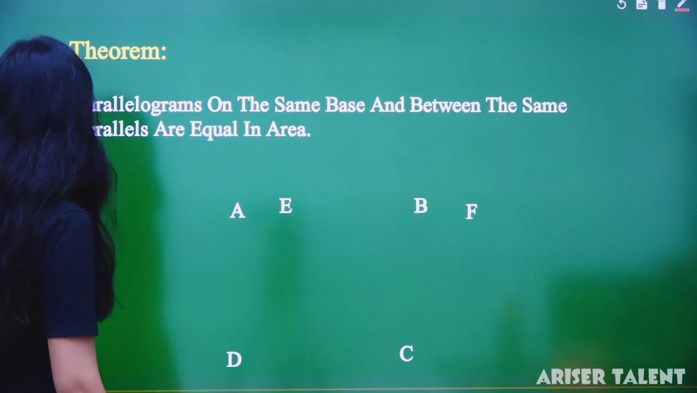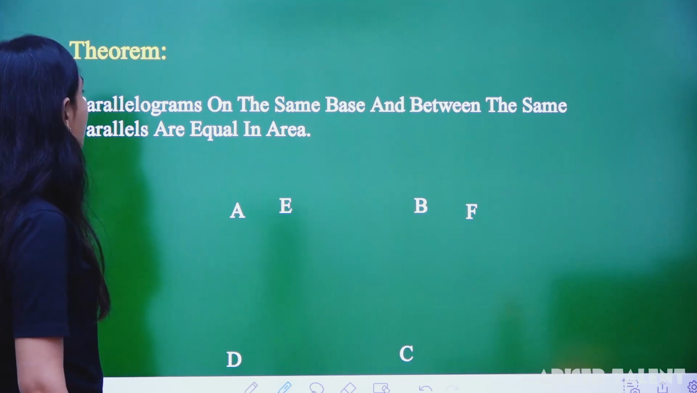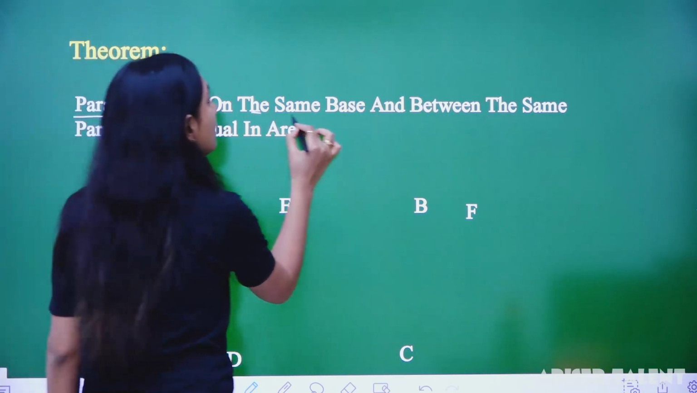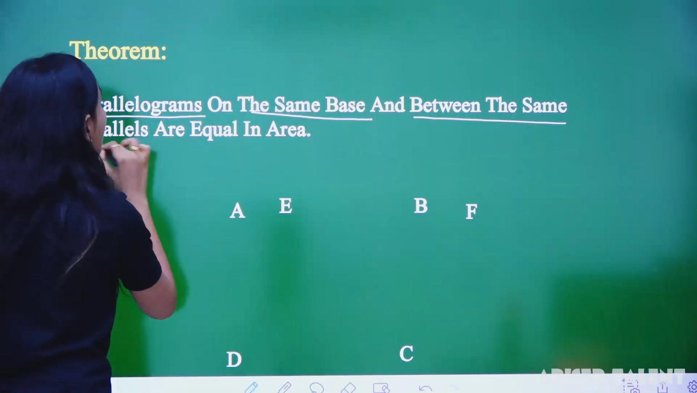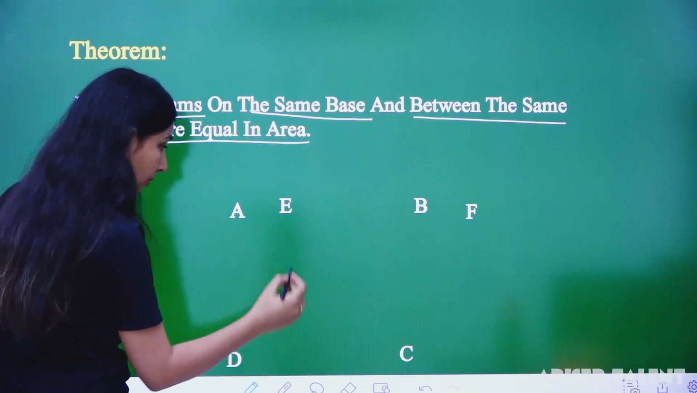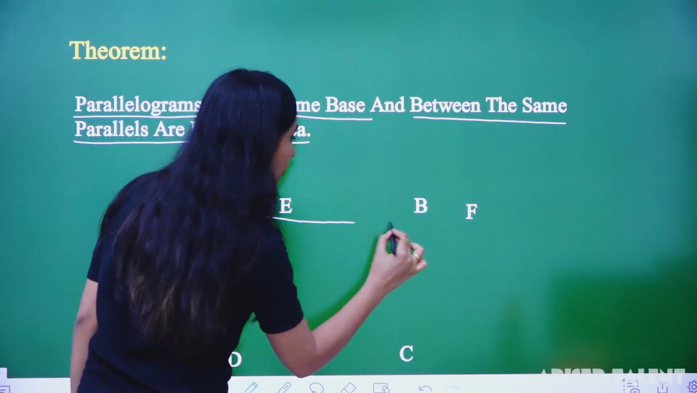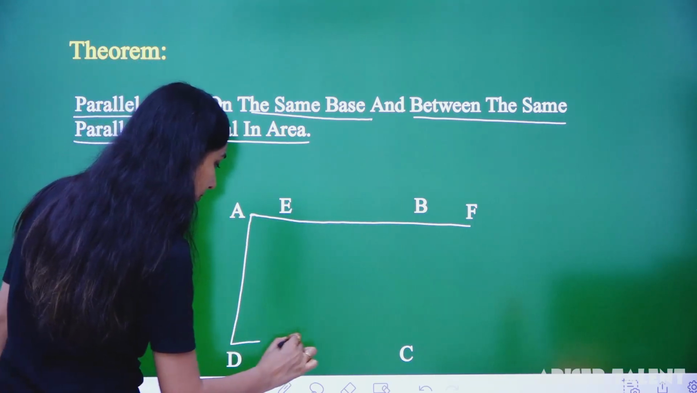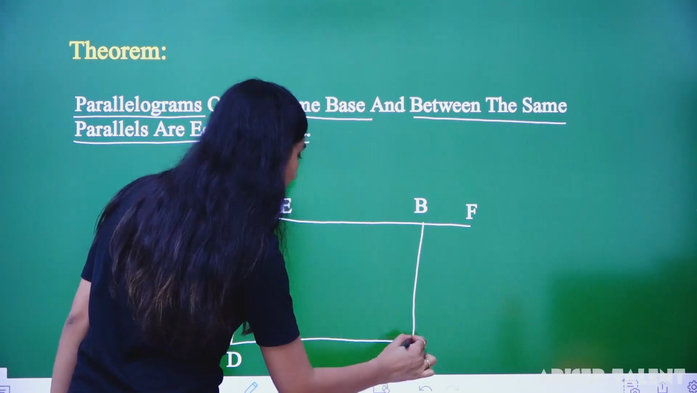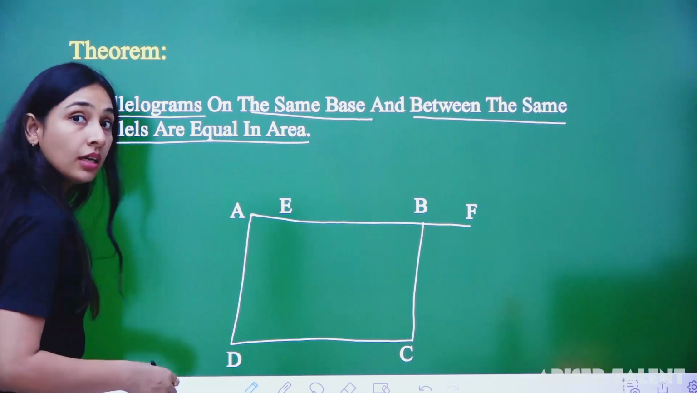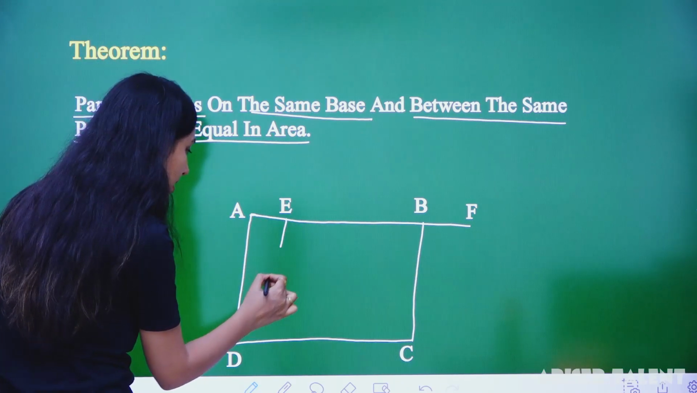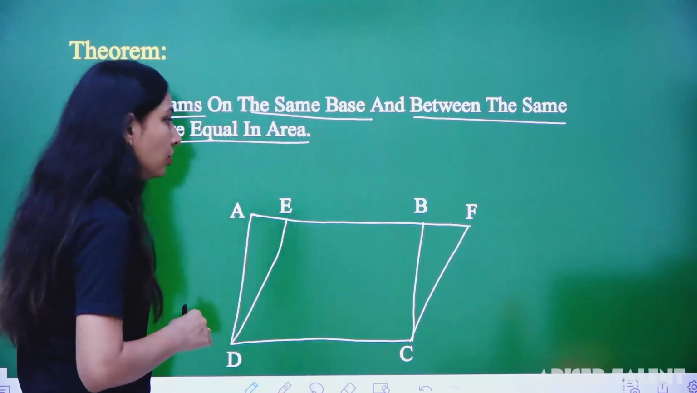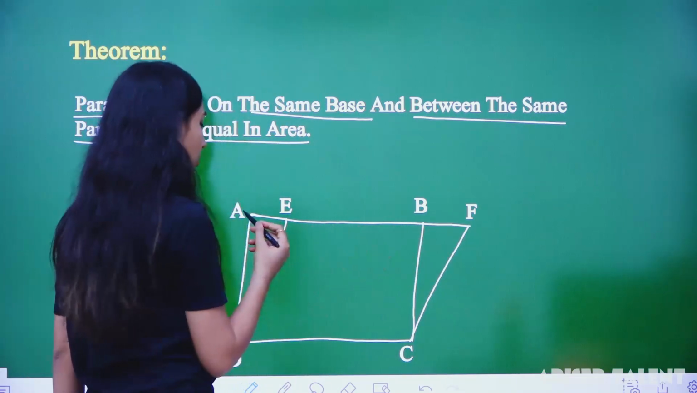Now, what is the theorem we have here? Parallelograms on the same base and between the same parallels are equal in area. What is this about? If we have this line with these points, and this parallelogram ABCD, we take a distance AE equal to BF and join them. By this, EF is equal to AB.